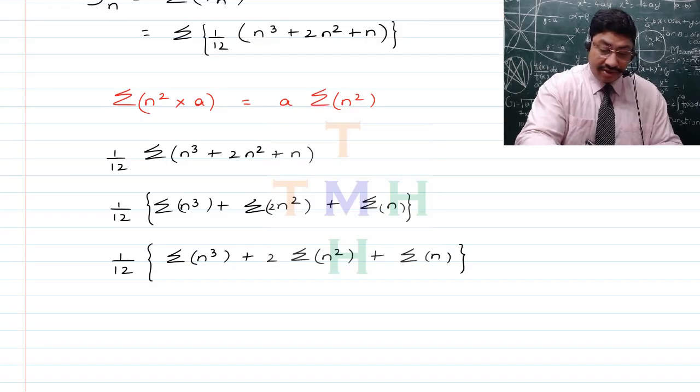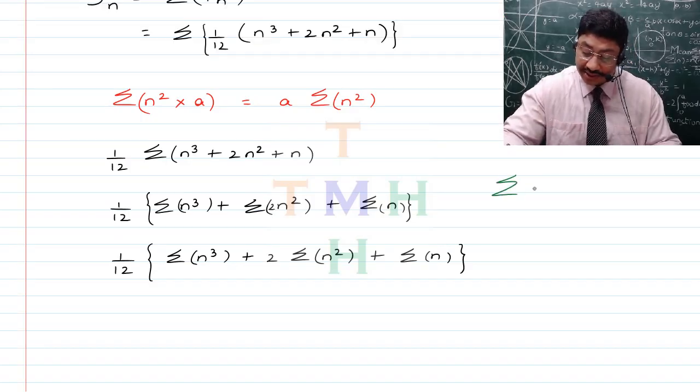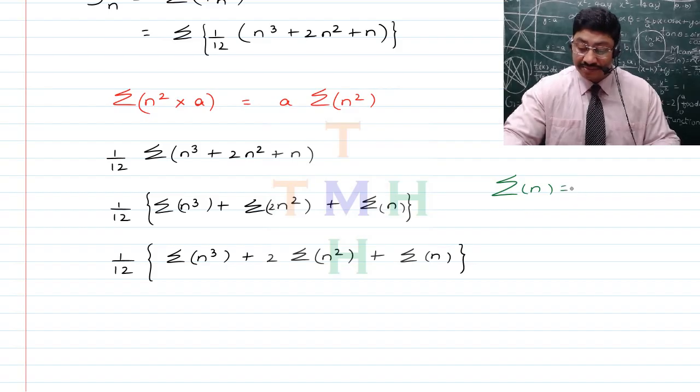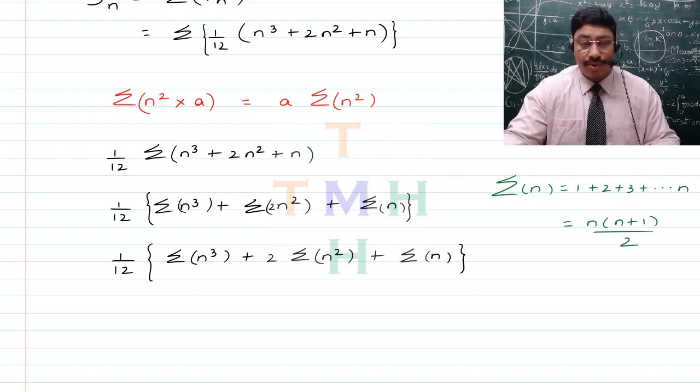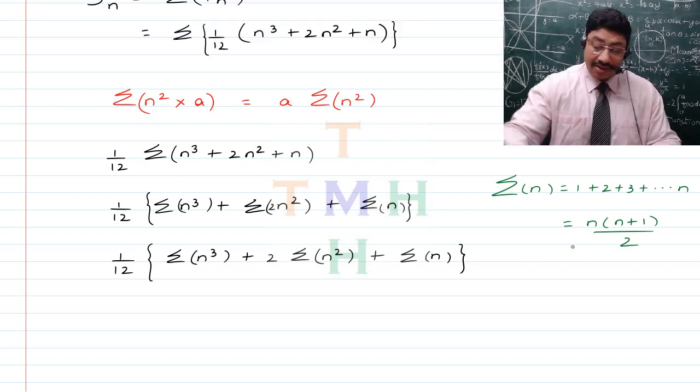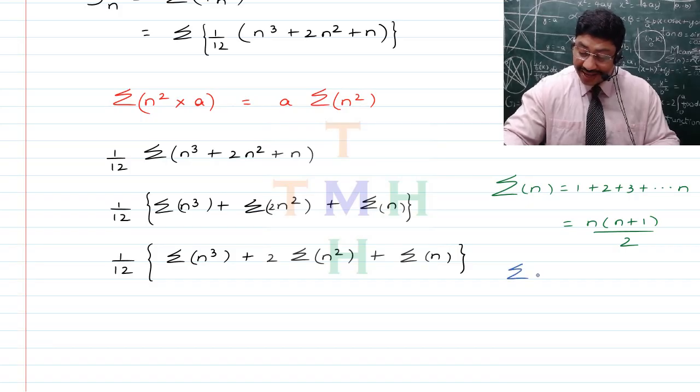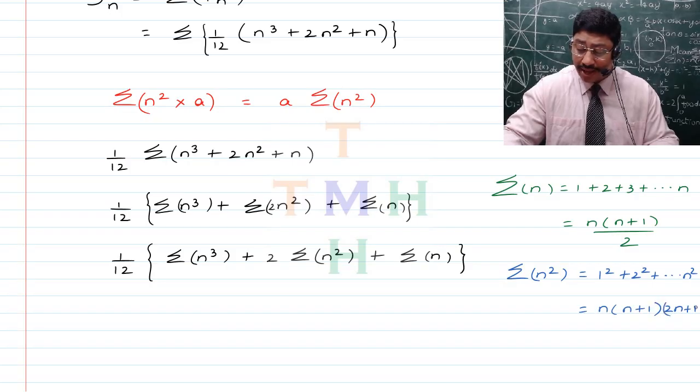Okay, children, here are a few formulae. If you talk about sigma n, that means the terms are like 1 plus 2 plus 3 and all of that continues up to n terms. Then this is given by n times n plus 1 upon 2. This is the formula. Now next, similarly, if we talk about sigma n square, then the terms are going to be like 1 square plus 2 square and all of that continues up to n square. And this is given by n times n plus 1 times 2n plus 1, which is divided by 6.